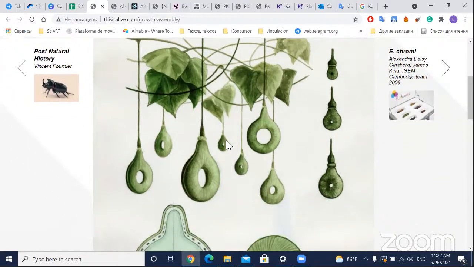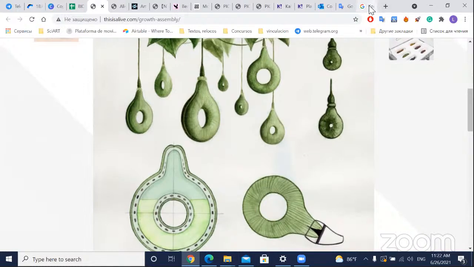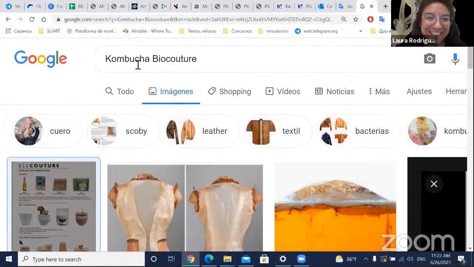Like the watermelons that we can see on the internet, which are grown like cubes. Yeah, that's cool.